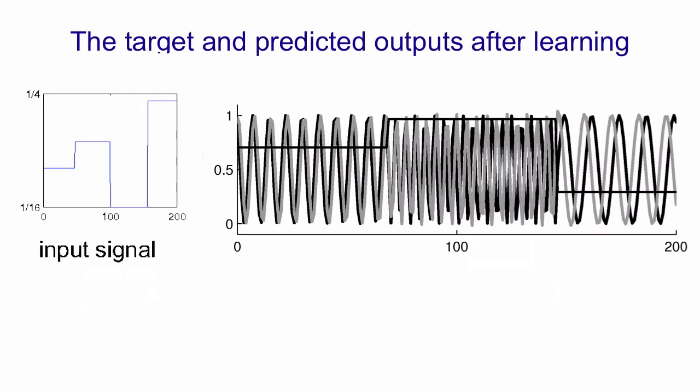So here's an example of what the system actually produces after it's learned, and you can see that at the beginning it's producing a sine wave in phase. At the end it's producing a sine wave of the right frequency, but the phase is wrong, and that's because we weren't telling it what phase the sine wave should be in. So it's satisfying the requirements of producing an appropriate frequency.